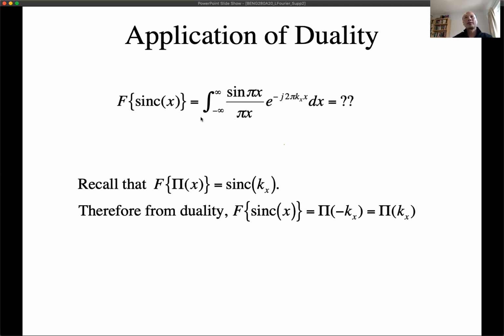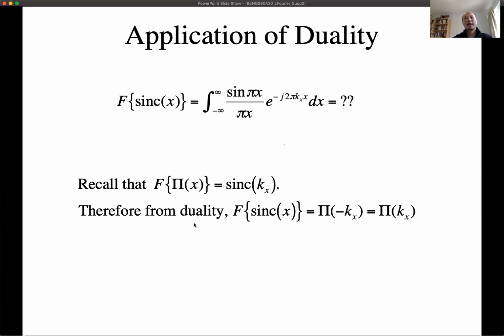So here's the question. What is the Fourier transform of sinc of x? I could take the integral from minus infinity to infinity of sin(pi x) over pi x, e to the minus j 2 pi kx x dx. It is possible to evaluate this integral, but it would probably take most of us quite a lot of time. We'd have to remember all the different ways of integrating, maybe separation of variables, different tricks. In any case, it would take quite a while. But from duality, we know that the Fourier transform of the rect function is the sinc function.